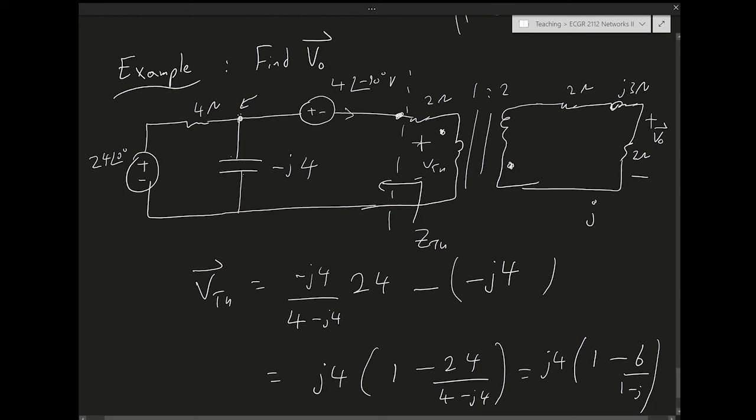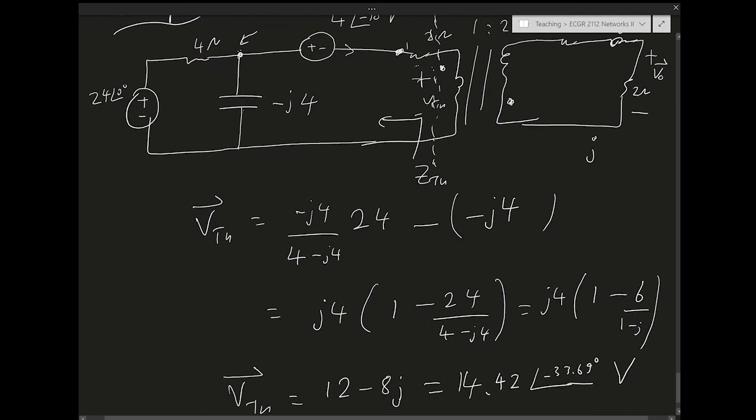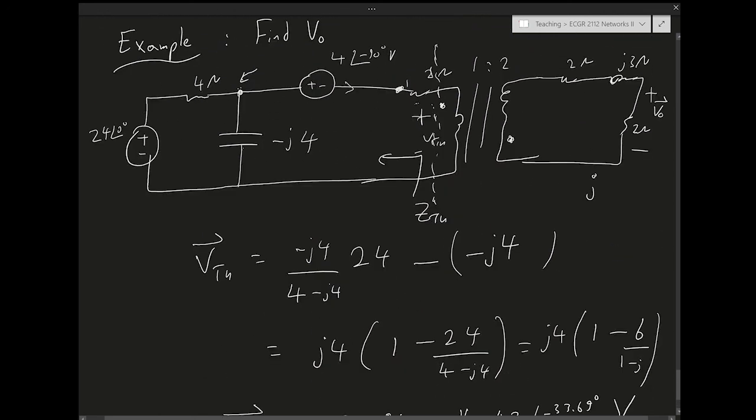We end up with just... actually, I think I made a mistake somewhere. Oh yeah. The mistake I made is that we're cutting up the circuit at this slice, meaning the 2 ohm is included in the Thevenin equivalent circuit. Okay. Yeah, it doesn't make sense to leave the 2 ohm out.